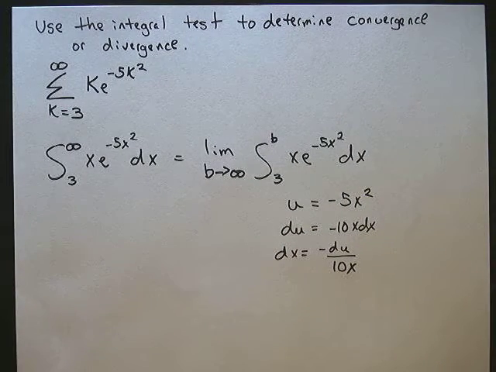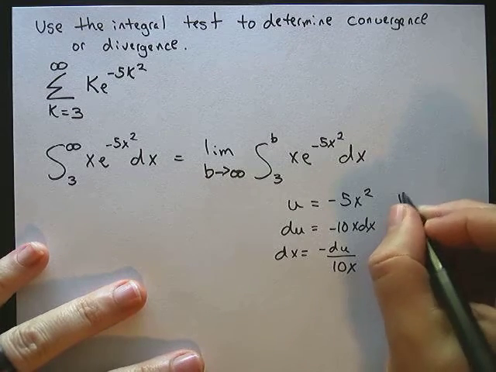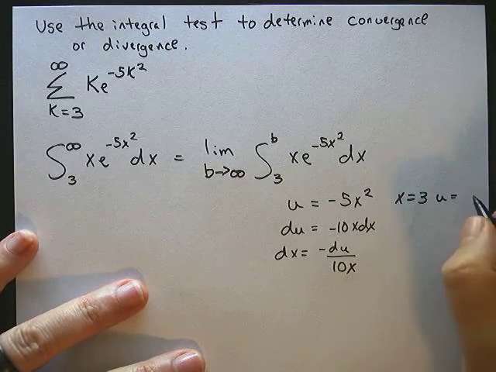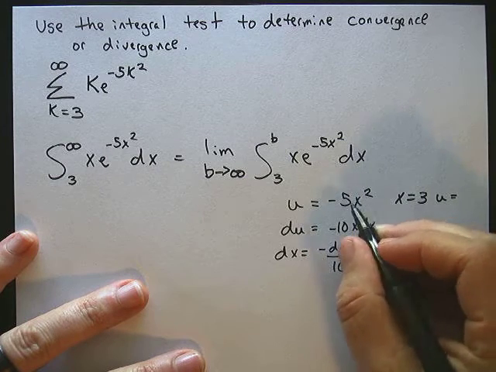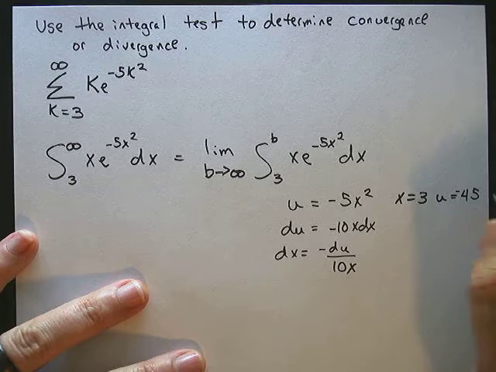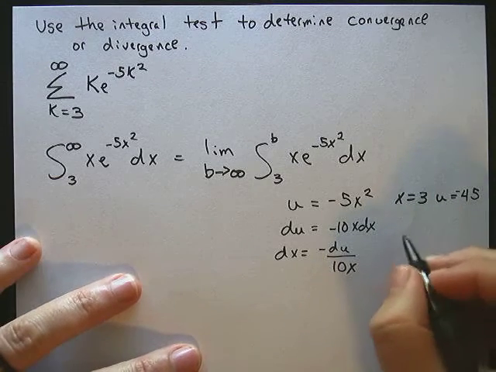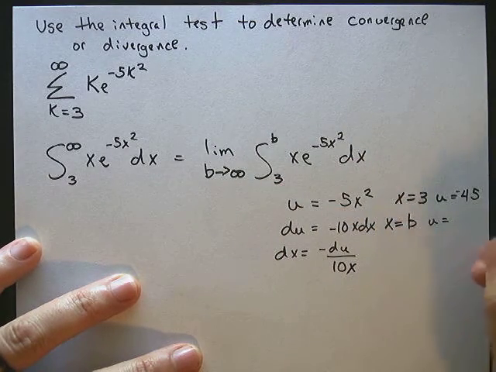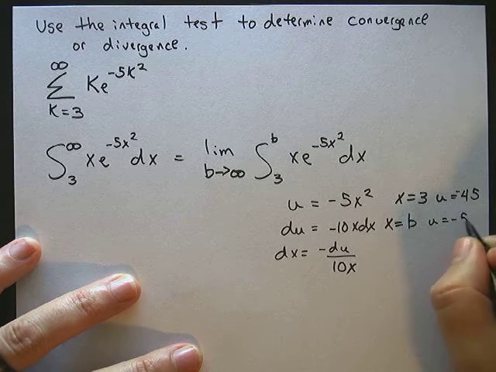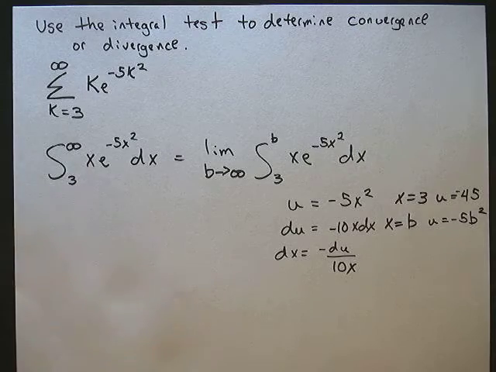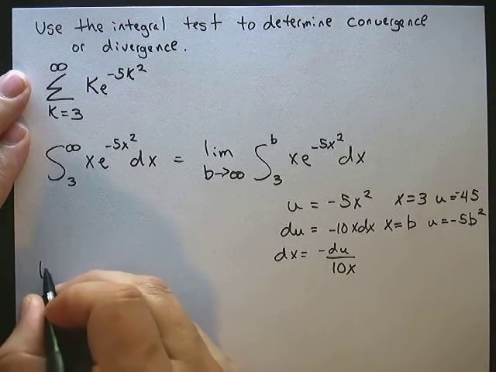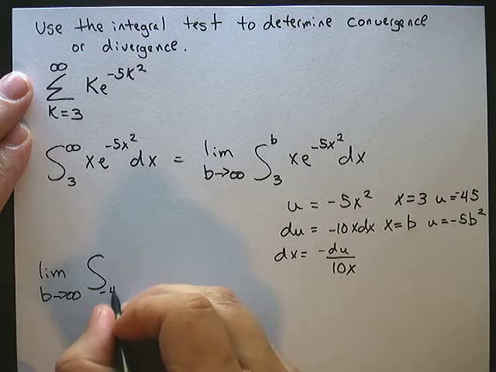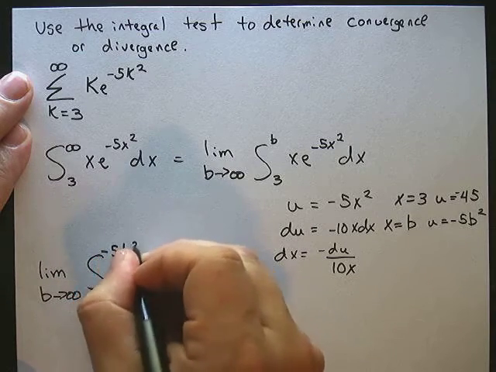Now we can also change our limits. Remember, if x is equal to 3, then u is equal to what? We have to do the substitution, so plug in a 3 there. We get 9 times negative 5, which is negative 45. And for the other one, if x is equal to b, remember we changed it to b, then u is equal to negative 5b squared. Those are now our limits, so we're going to rewrite this as the limit as b approaches infinity of the integral from negative 45 to negative 5b squared.